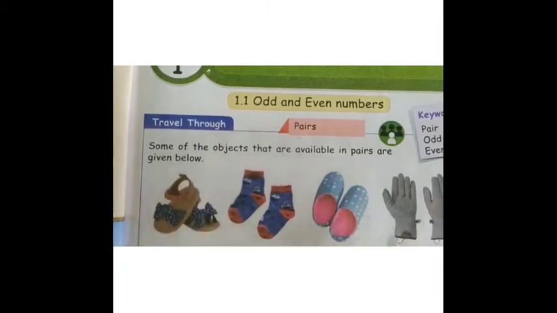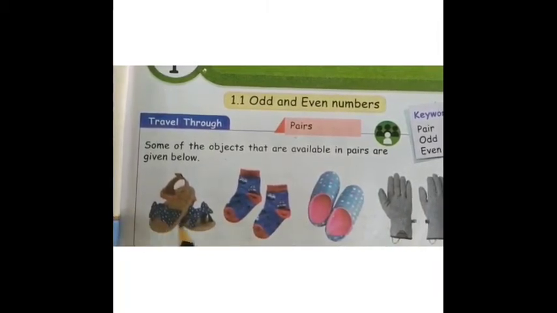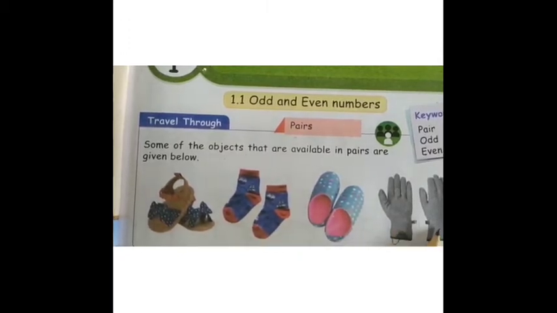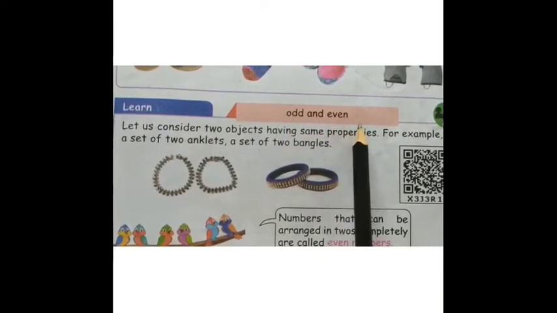Some of the objects that are available in pairs are given below. Now, let us see the pictures given below, children. We wear slippers in pairs, socks in pairs, shoes in pairs, gloves also in pairs. Now, let us see odd and even numbers.